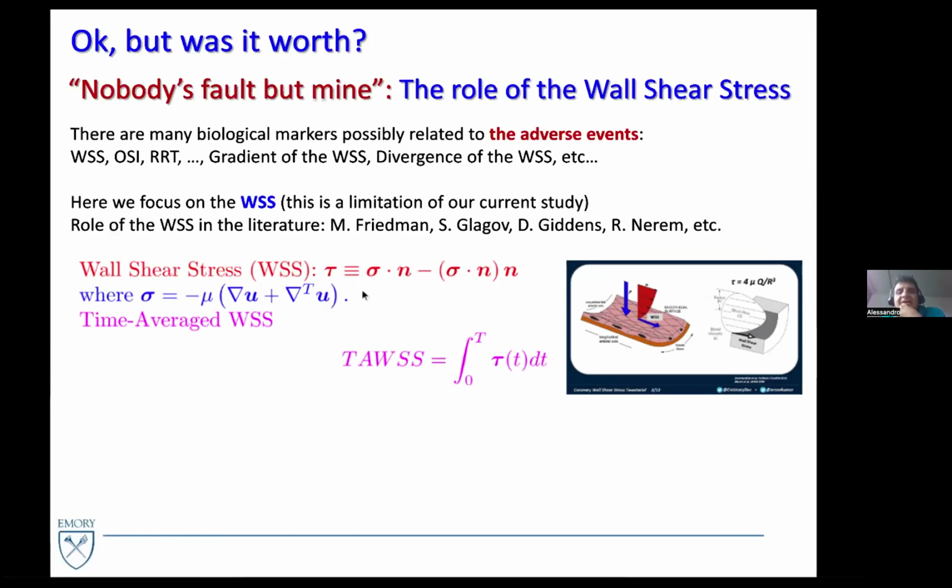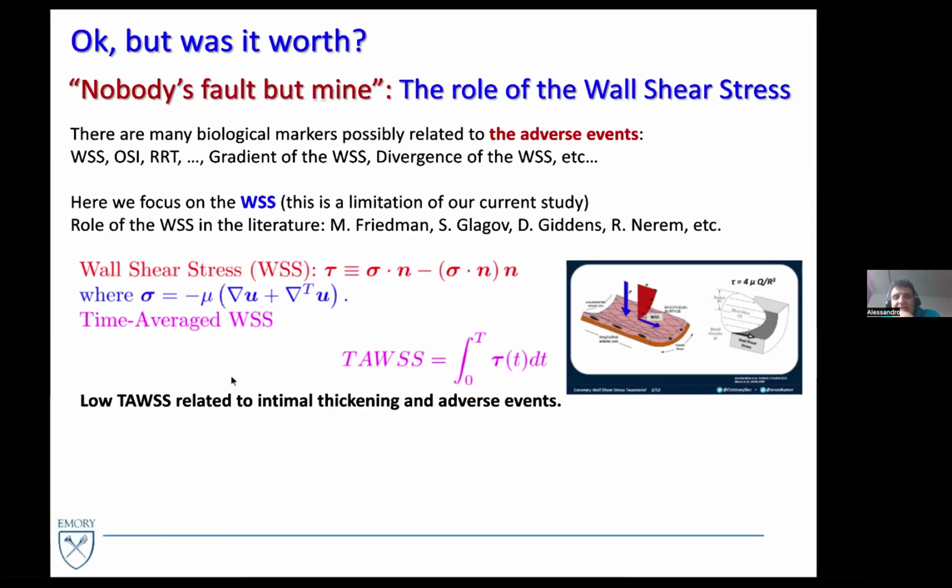So we subtract from this normal component the component that is really oriented along the normal. Okay, and this is the definition of wall shear stress. So it's the tangential component of the normal stress. And then typically people take the time average over the heartbeat.